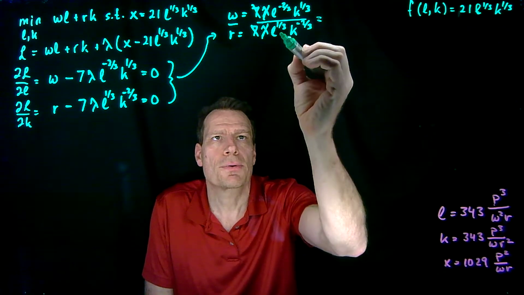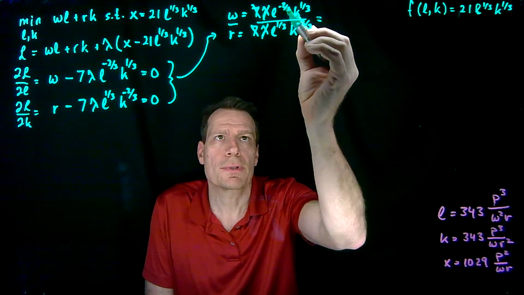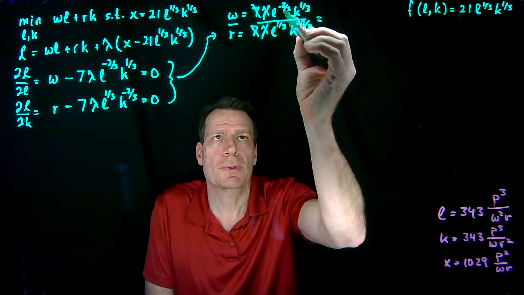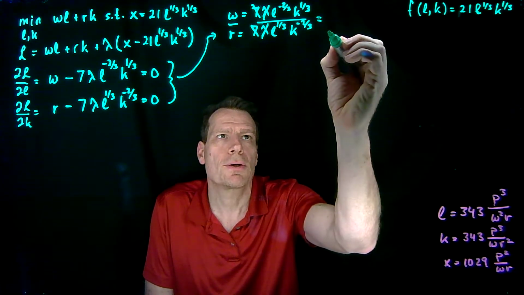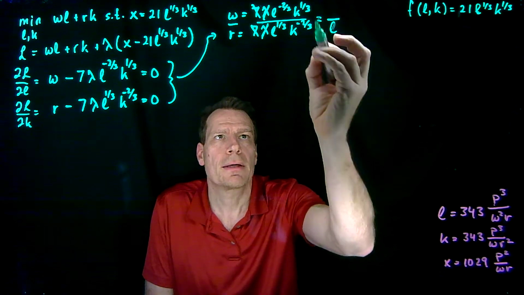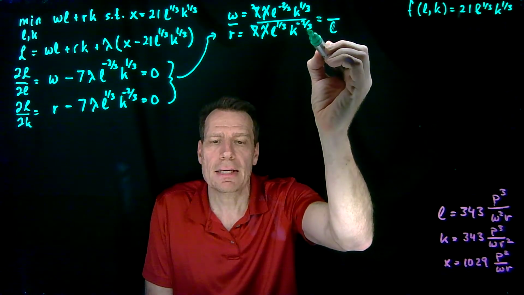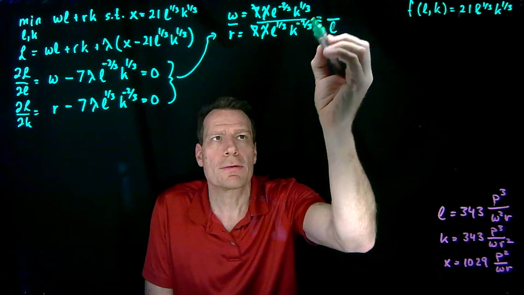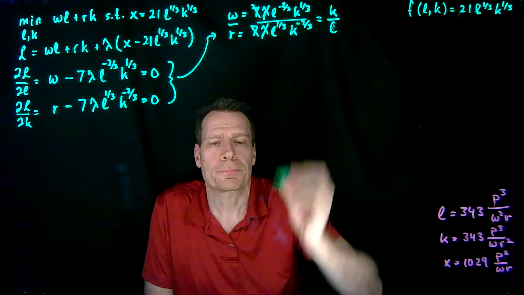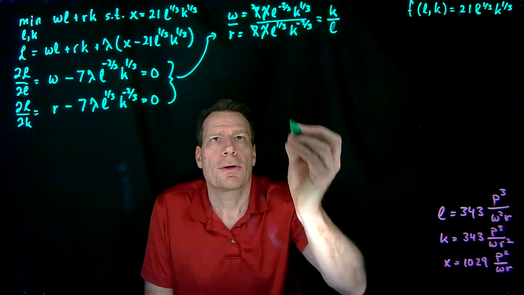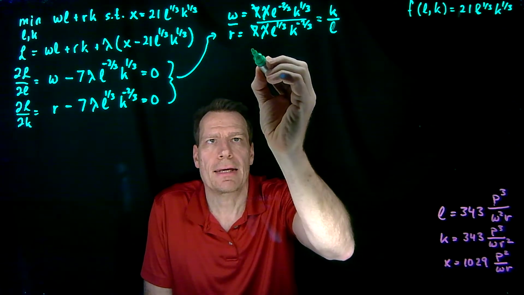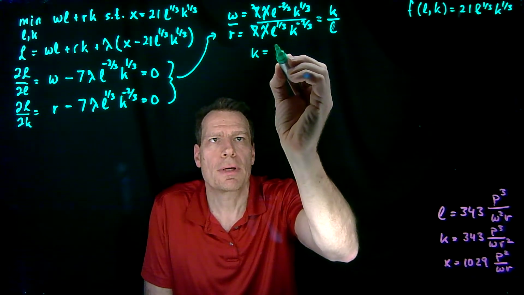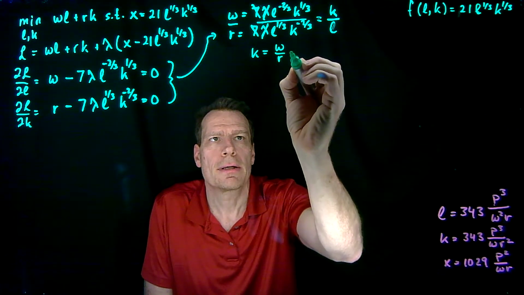L to the minus 2/3 divided by L to the 1/3, we simply subtract the exponent, so we get a minus 2/3 minus 1/3, which will give us a minus 1, so L at the bottom. 1/3 minus a negative 2/3 will just give us a 1, so K will be at the top. We can then solve that for one of these. We can solve it for K. So K is equal to W over R times L.